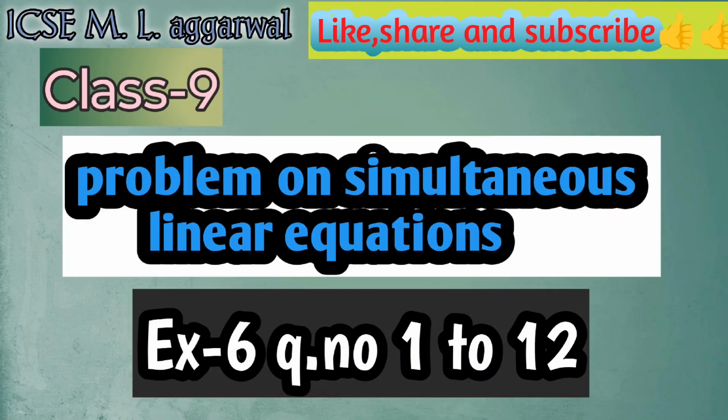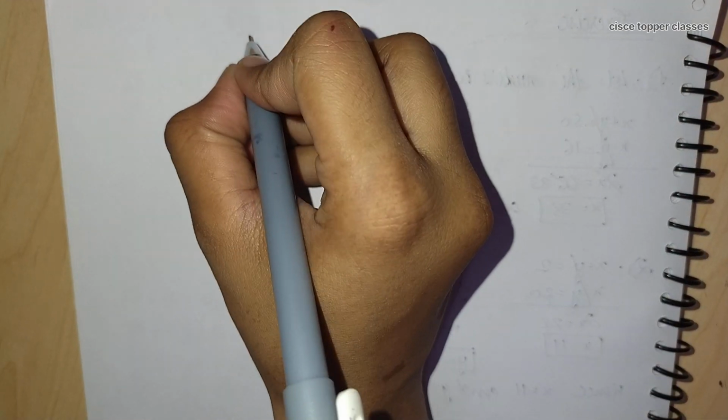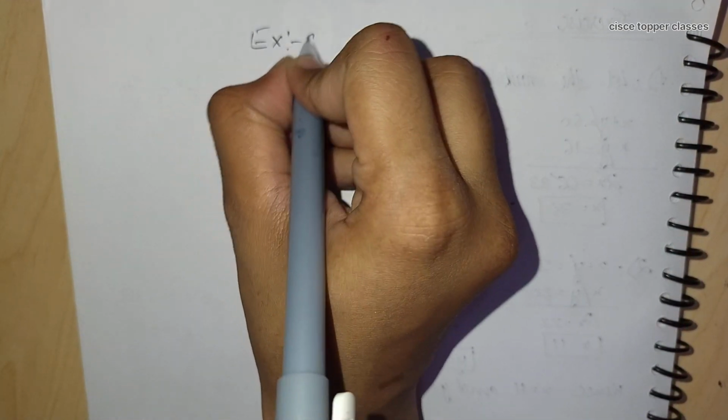Here we are going to discuss exercise 6, question number 1 to 12 of chapter 6, problems on simultaneous linear equations. So let us start solving question number 1 to 12 of M.L. Aggarwal class 9th mathematics. Here we are going to solve exercise 6.